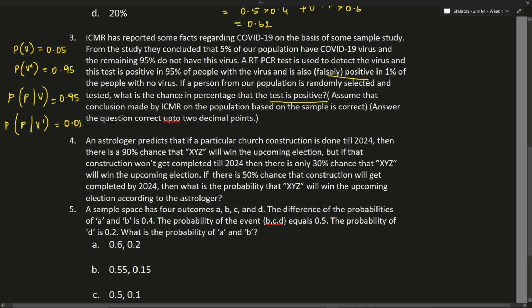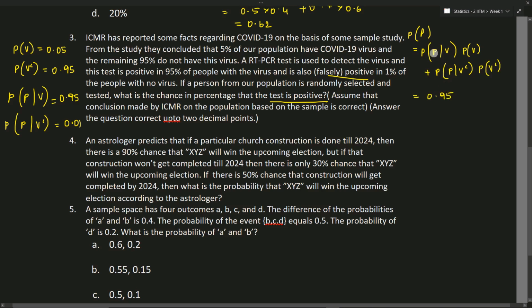Okay, so to find the chance that the test is positive, we have to find out what is P of positive, right? So that is given by P of positive given that he has the virus, times probability of virus, plus probability of positive given that the subject does not have the virus, times probability of not having the virus.